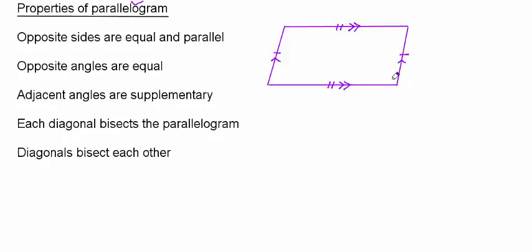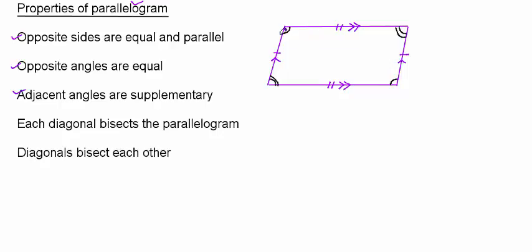Also, the opposite angles are equal, which means this angle out here is the same measure as this angle, and this angle out here is the same measure as this angle. The adjacent angles are supplementary. So if you pick up any pair of adjacent angles, let's say this and this, they add up to 180 degrees. And it's the same for this and this. They're also adjacent angles, so they also add up to 180 degrees.